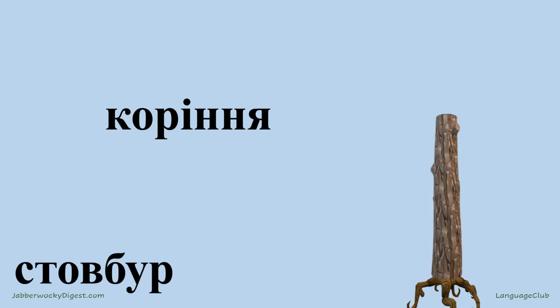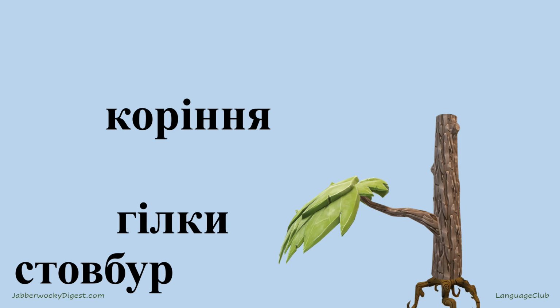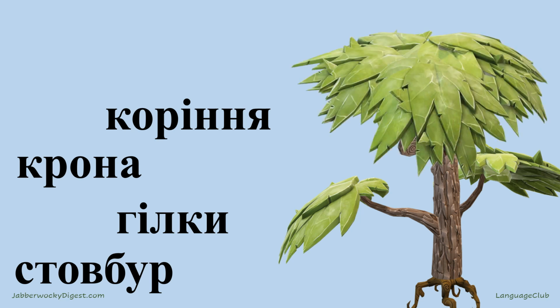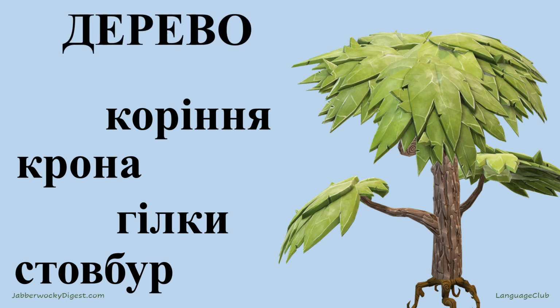Коріння. Стовбур. Гілки. Крона. So let's repeat once again. Коріння. Стовбур. Гілки, крона. And we have assembled a tree. Дерево.